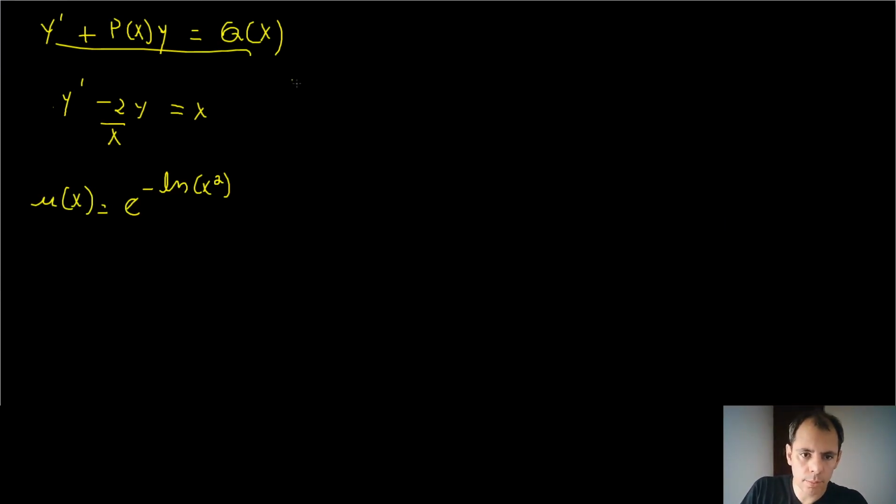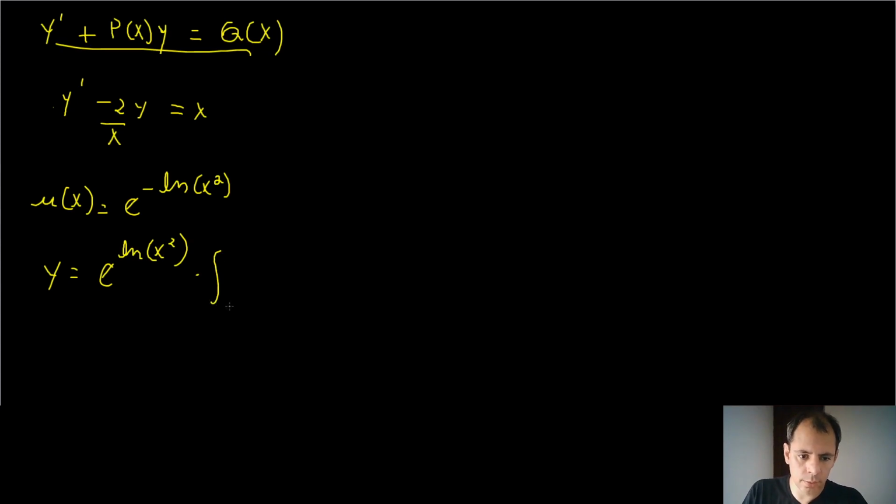And now what is going to be y? Well, y equals 1 divided by u of x, right? That's what it is. But guess what? What is u of x? It's e to the minus ln. So 1 divided by this is just going to be e to the ln of x squared. All you got to do is bring the denominator up, okay?